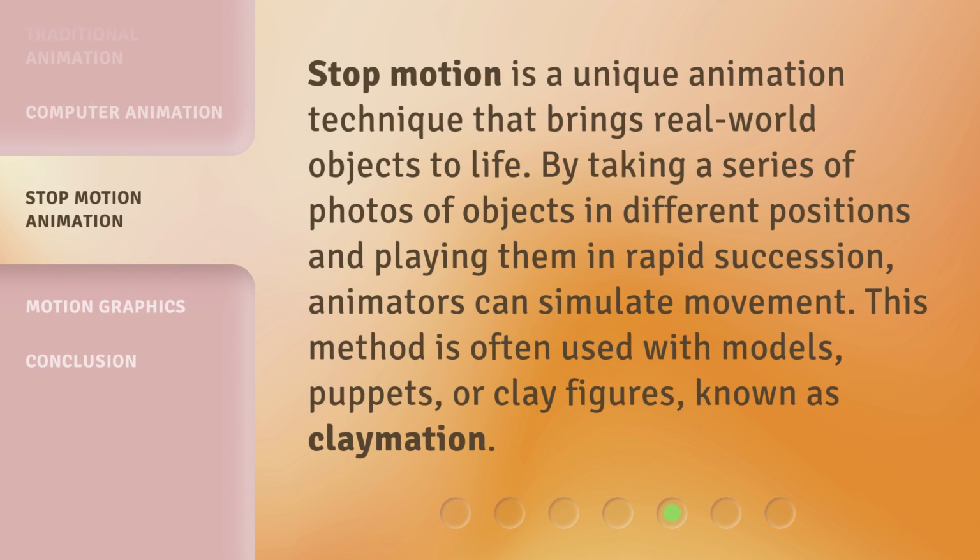Stop motion is a unique animation technique that brings real-world objects to life. By taking a series of photos of objects in different positions and playing them in rapid succession, animators can simulate movement. This method is often used with models, puppets, or clay figures, known as claymation.